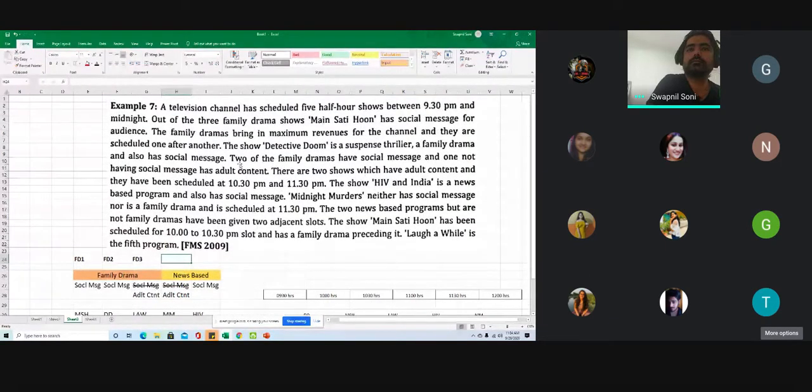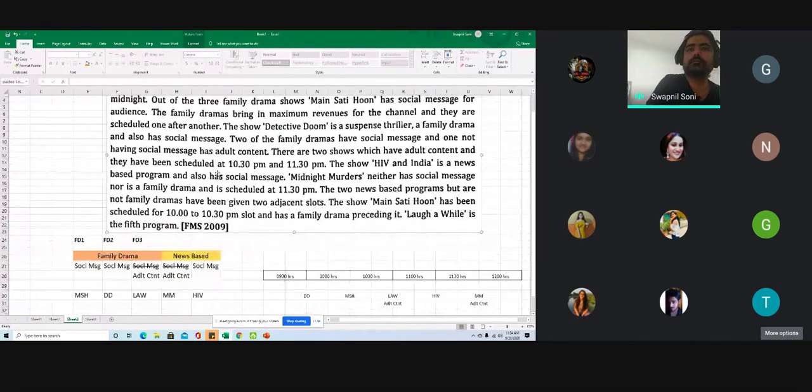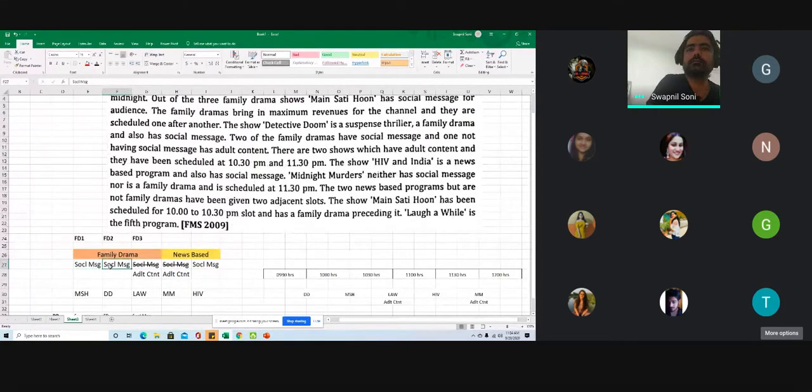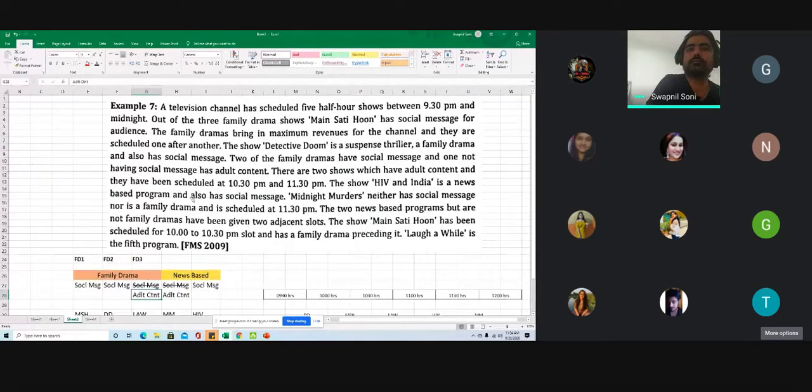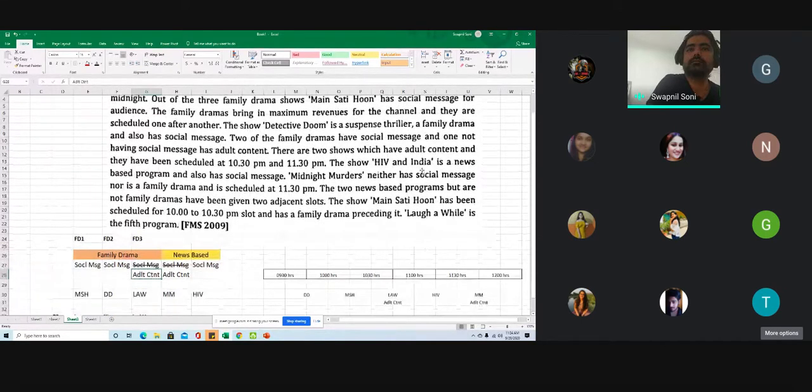Next information. Two of the family dramas have a social message and one does not have a social message but has adult content. So I can say there is one with social message, second with social message, and one does not have a social message but has adult content. There are a total of 2 shows which have adult content. Since there are 2 shows with adult content, there has to be one show in the news-based category which has adult content and does not have a social message.